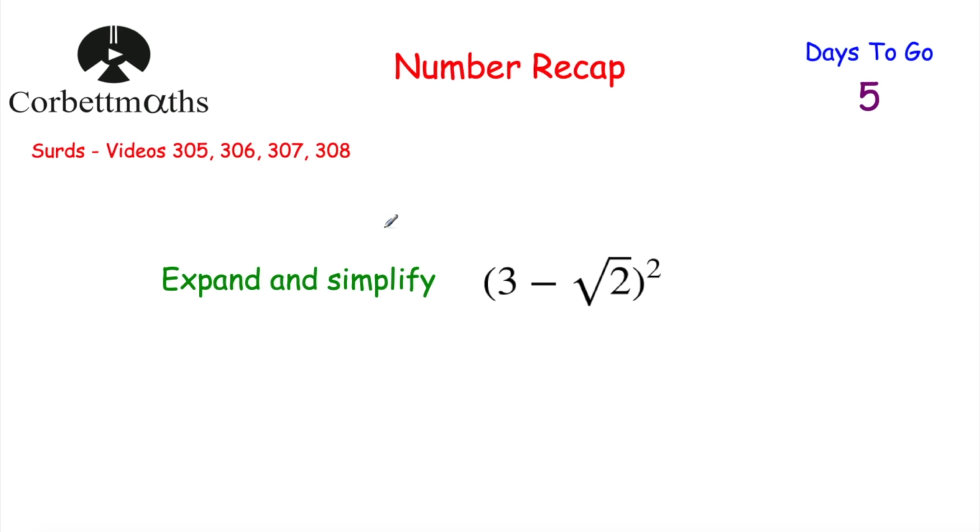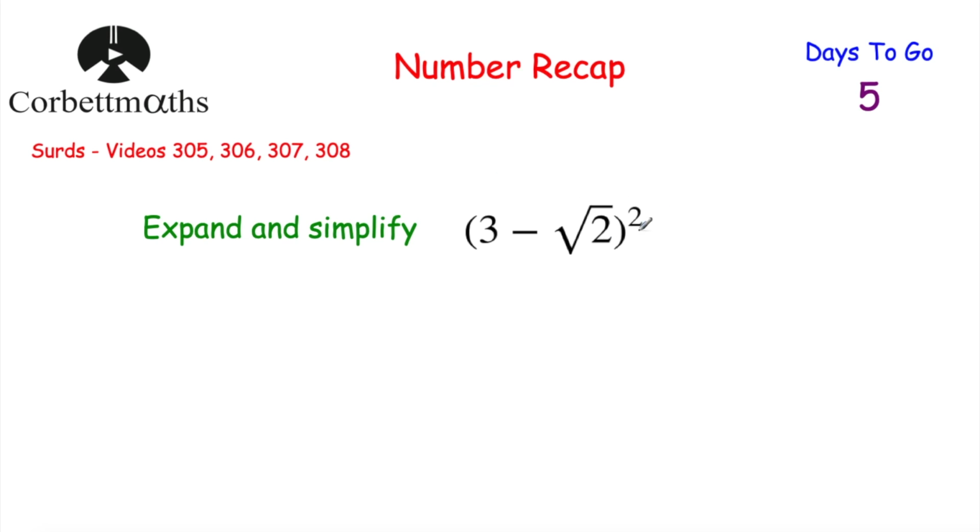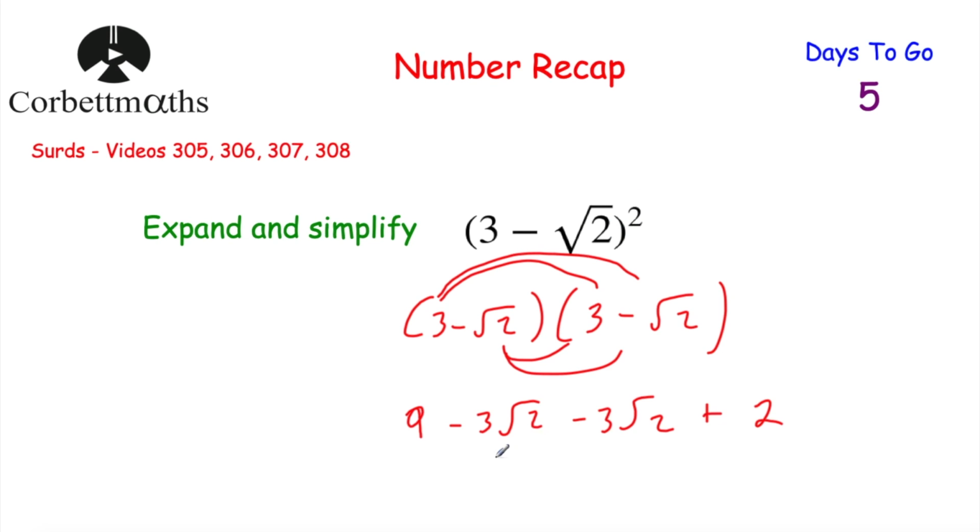So something such as this: expand and simplify 3 minus root 2 close bracket squared. And to do that, we just need to remember when we square something, we multiply by itself, so it's going to be, and then you just expand it. And then if you simplify this, 9 plus 2 is 11, and then you've got minus 3 root 2 minus another 3 root 2, so it'll be minus 6 root 2. So the answer would be 11 minus 6 root 2. So we've expanded and simplified this.